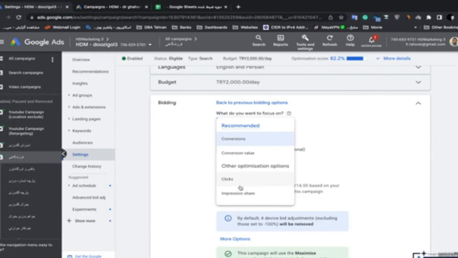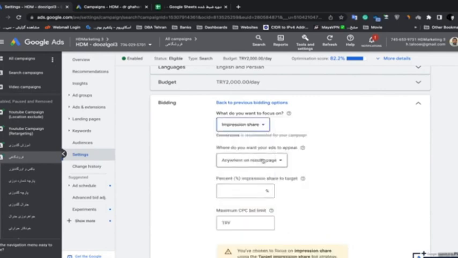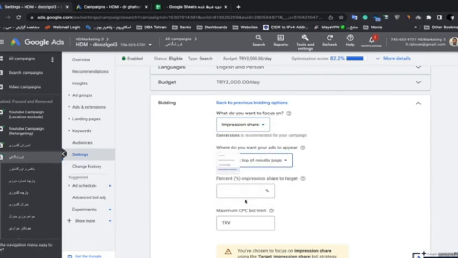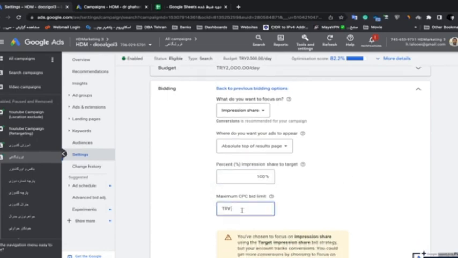It asks, where would you like the ad to be shown? It says, anywhere in the top, absolute results. These are more of the goals. Many people like to follow it. Absolute top, what percentage? I want to get 100% impression share in the absolute top. Meaning it should be shown at the very top, 100% of the time. But I maximize the bid and set it to 100.